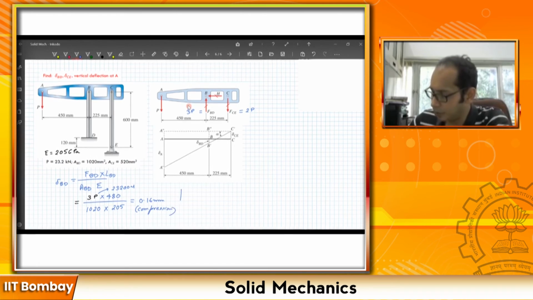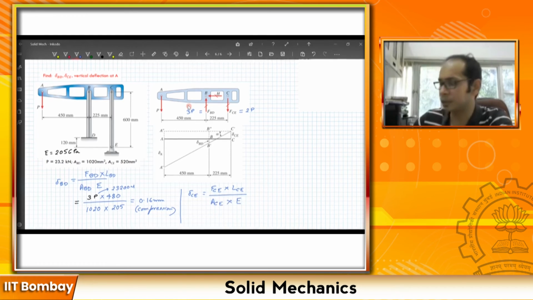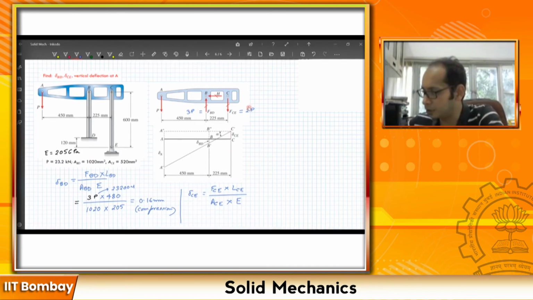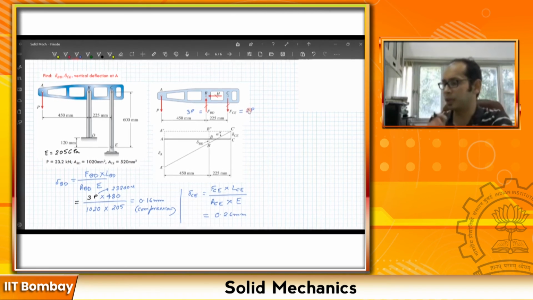In a similar way we have our delta CE. You can calculate similarly FCE times the length of CE, which is 600, divided by the area of CE times the E. The E is the same for both, and again if you substitute the numbers, for example FCE is 2 times P, where P is 23200 newton, this particular quantity comes out to be 0.26. I have already solved this problem, so I'm not doing the inner calculations that are there.